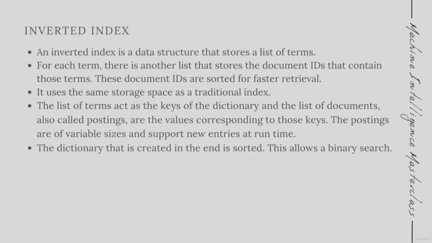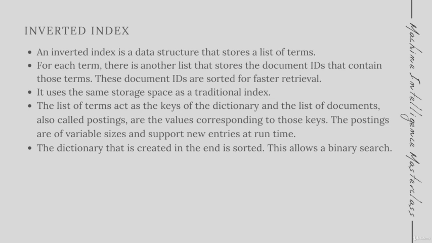An inverted index is another data structure that stores a list of terms. For each term, there is another list that stores document IDs that contain those terms. These document IDs are sorted for faster retrieval. It uses the same storage space as a traditional index that most of you are familiar with.